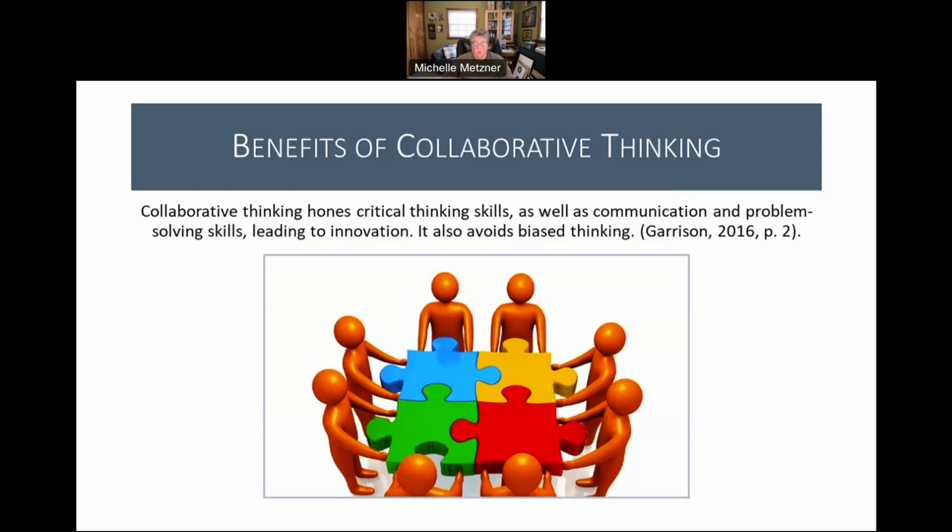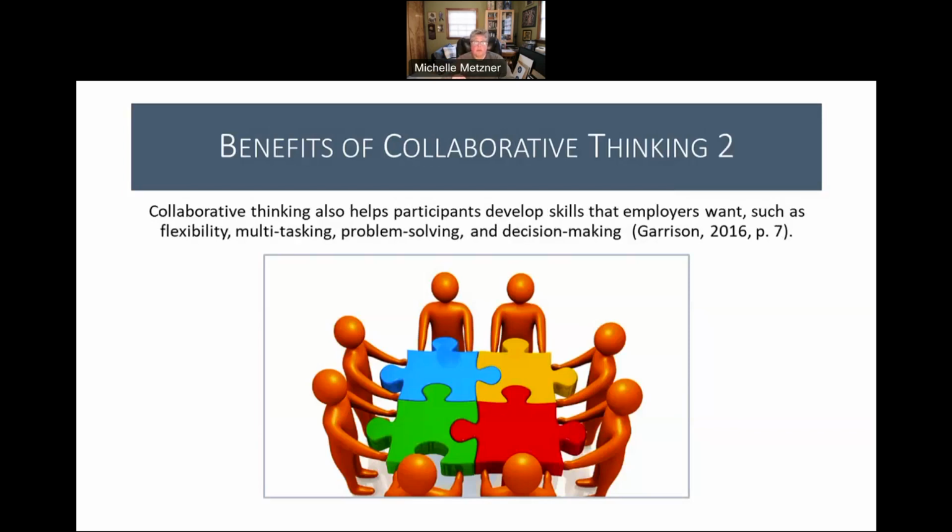Now that we've discussed what collaborative thinking is and how it's different from collective thinking, let's talk about some of the benefits of collaborative thinking. Well, collaborative thinking hones critical thinking skills as well as communication and problem solving skills, leading to innovation. It also avoids biased thinking. Collaborative thinking also helps participants develop skills that employers want, such as flexibility, multitasking, problem solving, and decision making.